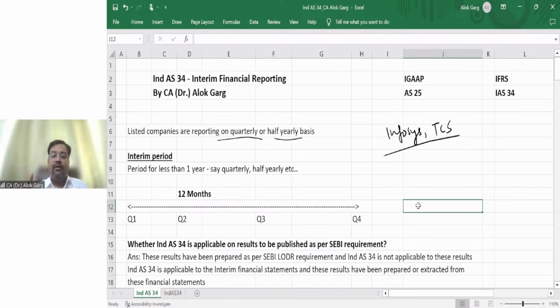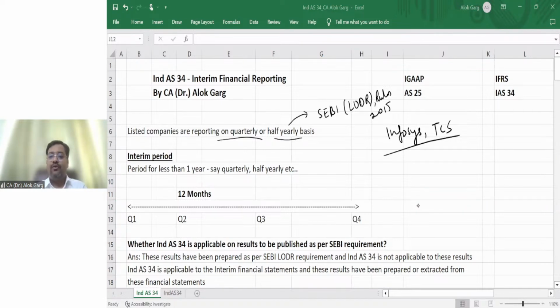This standard is there more from the perspective of the listed companies, because it is the listed companies in India which are required to prepare and present their interim results. They have to do the interim financial reporting on a quarterly or half yearly basis, as per the SEBI LODR, SEBI Listing Obligation and Disclosure Requirement Rules 2015. So these equity listed companies are required to report on a quarterly basis as per SEBI LODR. Is that clear?